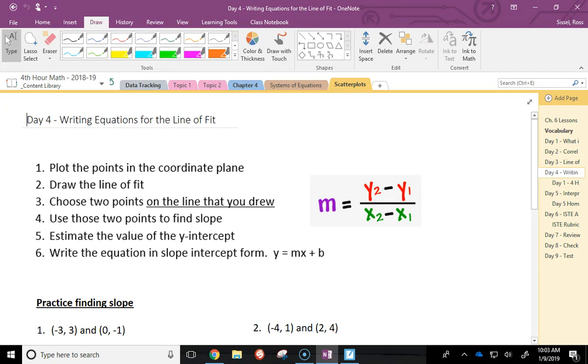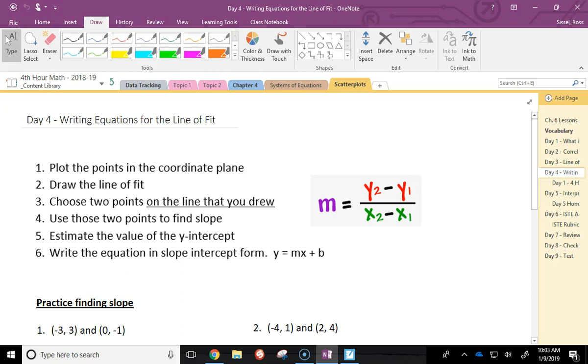In order to write an equation for our line, we have 6 steps, and this is for everything. We plot the points in a coordinate plane. We draw our line of fit. We choose 2 points on the line that we drew. We find the slope. We estimate the y-intercept, and then we write it as y equals mx plus b. That's what we learned last semester.